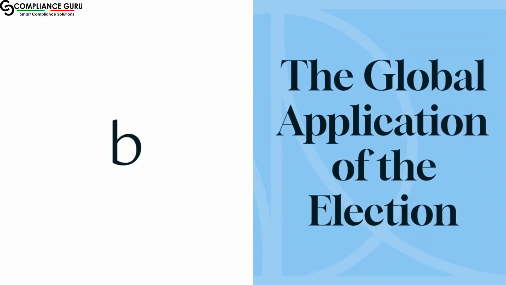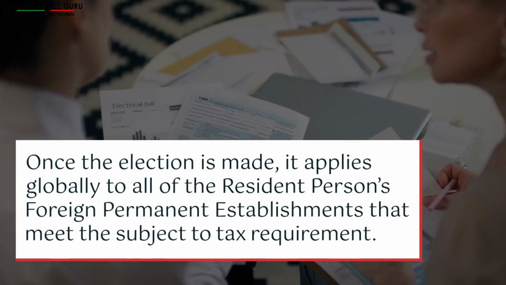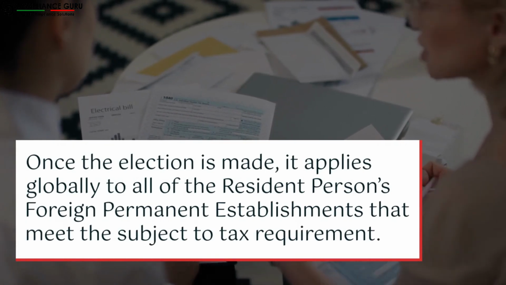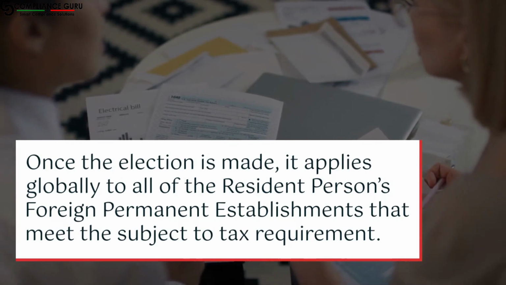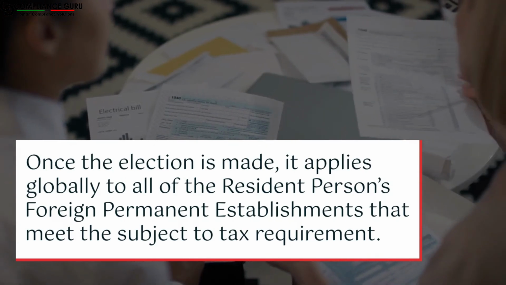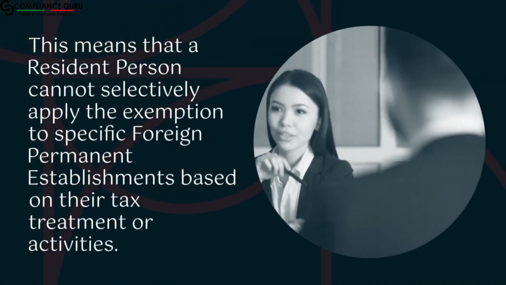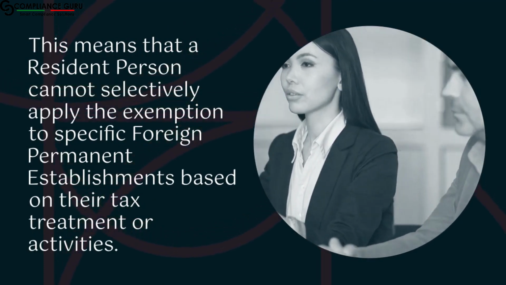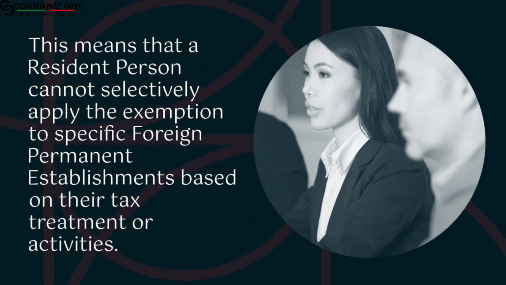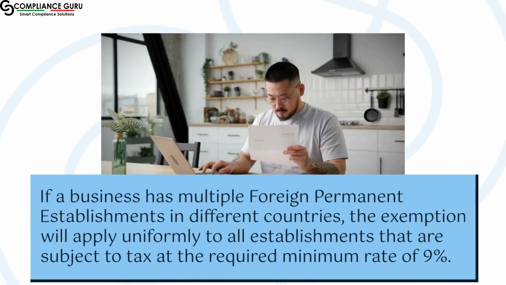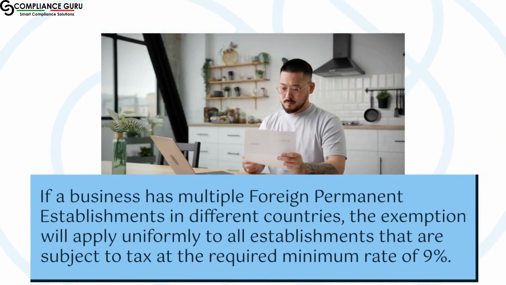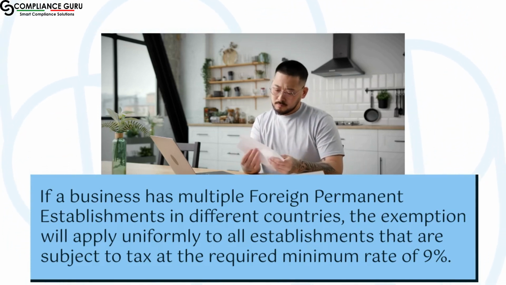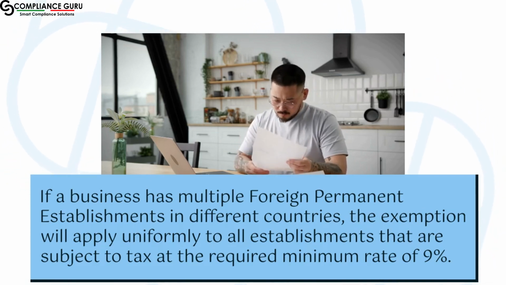B. The global application of the election. Once the election is made, it applies globally to all of the resident person's foreign permanent establishments that meet the subject to tax requirement. This means that a resident person cannot selectively apply the exemption to specific foreign permanent establishments based on their tax treatment or activities. If a business has multiple foreign permanent establishments in different countries, the exemption will apply uniformly to all establishments that are subject to tax at the required minimum rate of 9%.